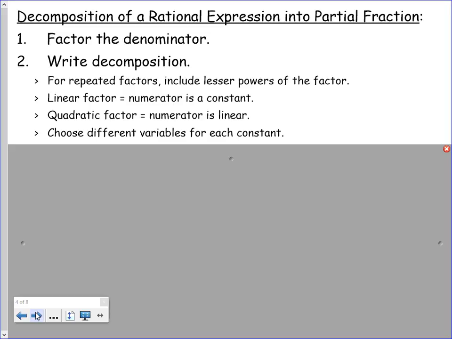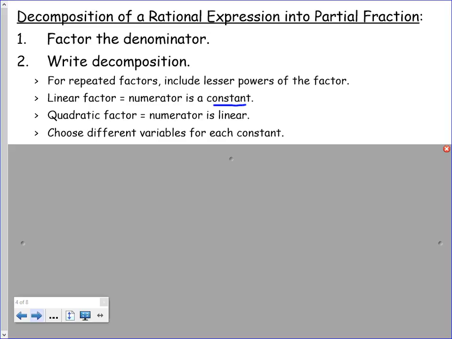If you have a linear factor, then your numerator is a constant. Constant means we're just going to choose a single letter to hold the place of that constant. I usually use capital letters in partial fraction decomposition. So the constant could be A, B, C, D. I just go in alphabetical order.